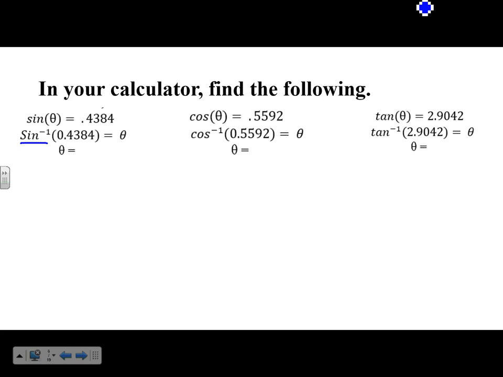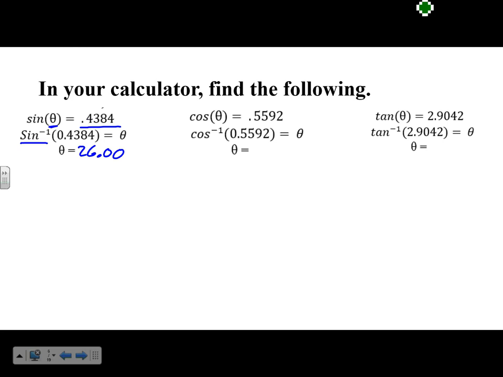So if we have the sine of theta is equal to 0.4384, then the inverse sine of that gives us our angle. The inverse sine of 0.4384 is 26.00, so 26 degrees.